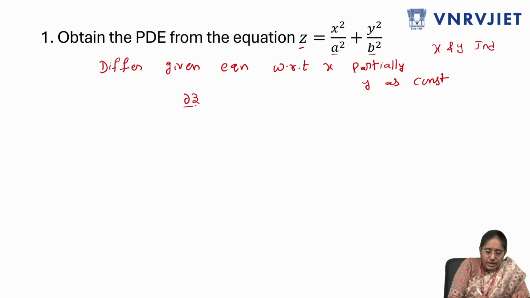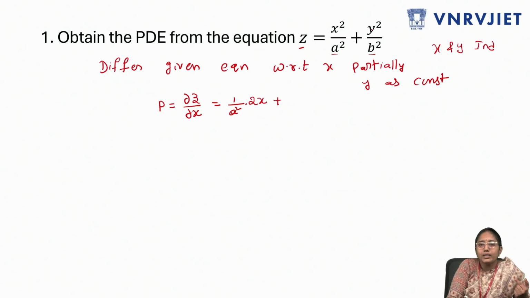So dou z by dou x, which we denote as p, is 1 by a square, which is a constant, times the derivative of x square, which is 2x, plus 1 by b square, which is a constant anyway. y is also another independent variable which we are treating as a constant. It means the entire term y square by b square is constant, so the derivative of a constant is 0. From this we can find 1 by a square as p by 2x.